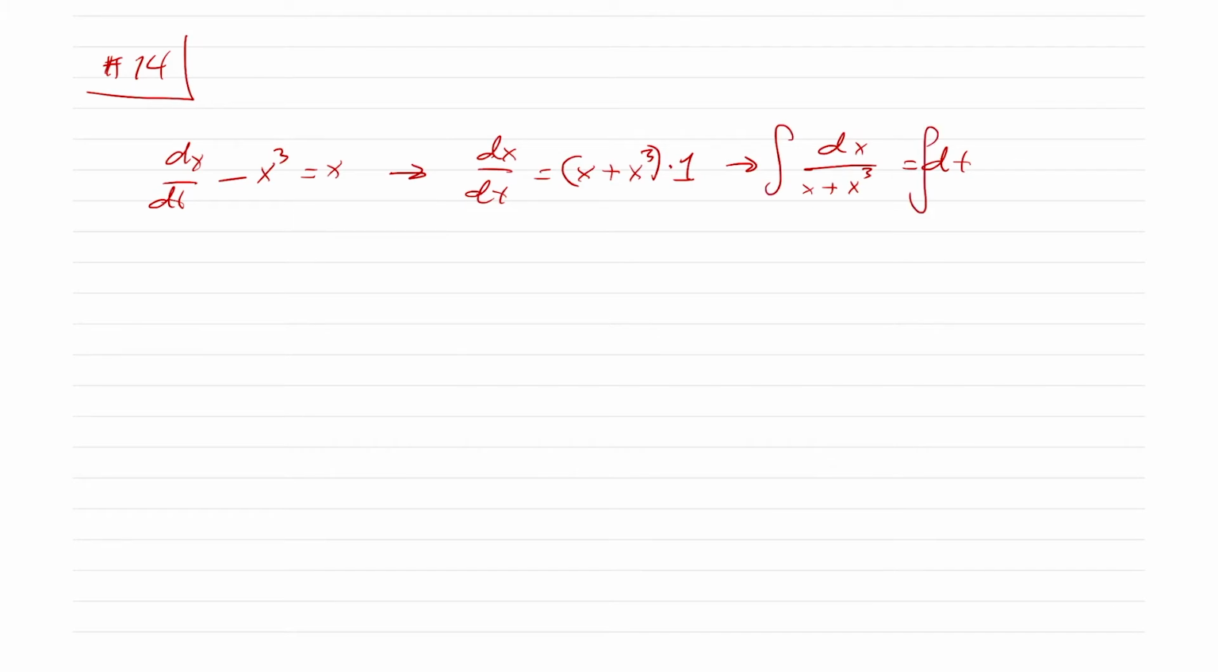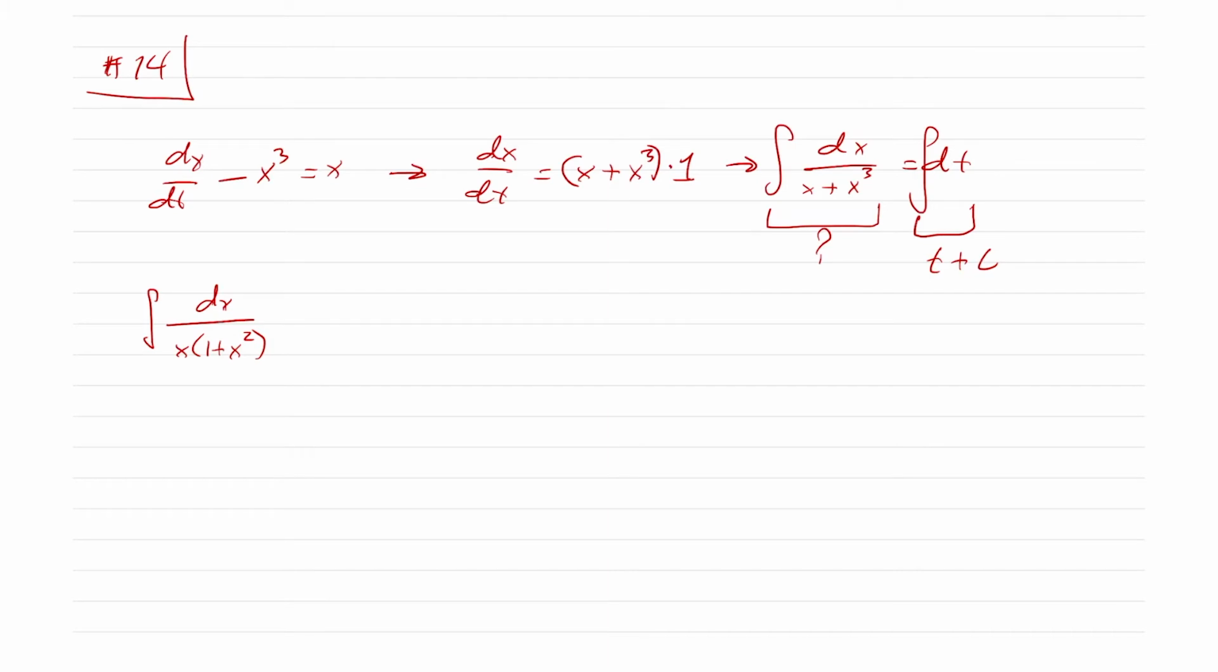All right, so the right-hand side, straightforward, it just becomes t plus c. And on the left-hand side, we want to figure this out. So let's take this over here. We have dx over x times 1 plus x squared. Okay, so now this is an irreducible form.